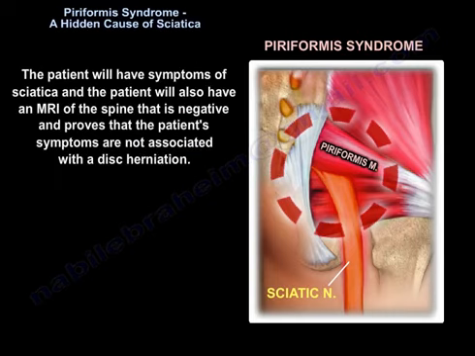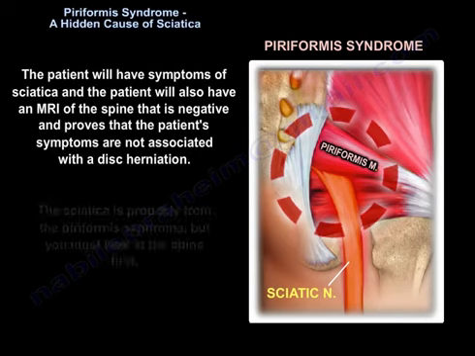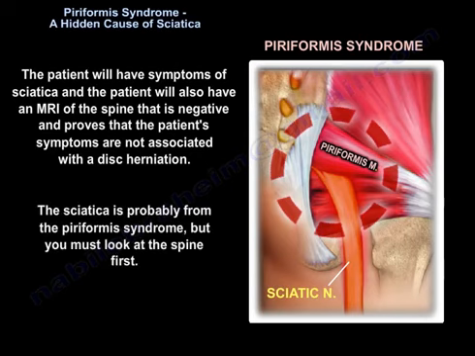The patient will have symptoms of sciatica, and also will have an MRI of the spine that is negative, that proves that the patient's symptoms are not associated with disc herniation. The sciatica is probably from the piriformis syndrome, but you must look at the spine first.